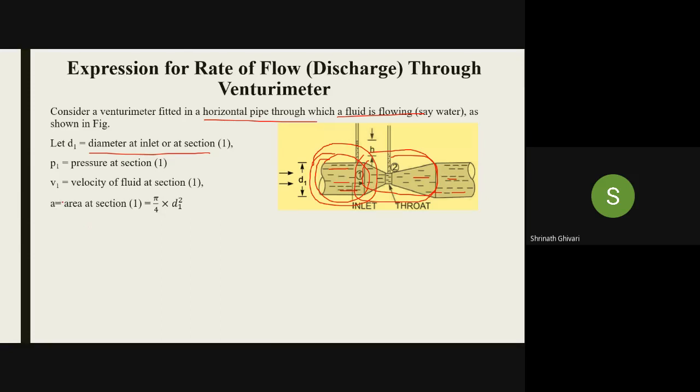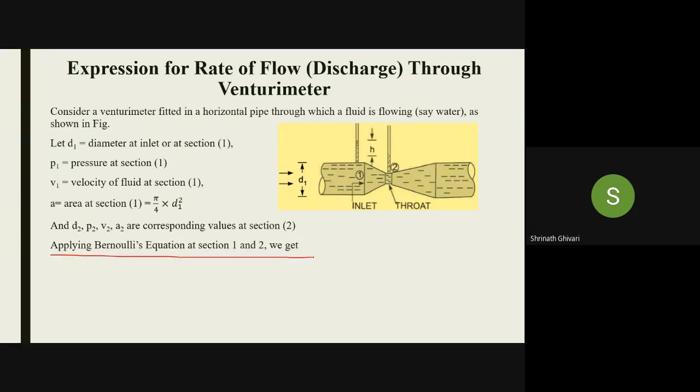Area of cross section A1 is the area at section 1, that is pi by 4 d1 square. If the diameter is d1, the area will be pi by 4 d1 square. And D2, P2, V2 and A2: D2 is the diameter at the throat, P2 is the pressure at the throat or section 2, V2 is the velocity at the throat, and A2 is the area at the corresponding section 2, that is the area at the throat. And this is A1, okay? This is A1, fine.